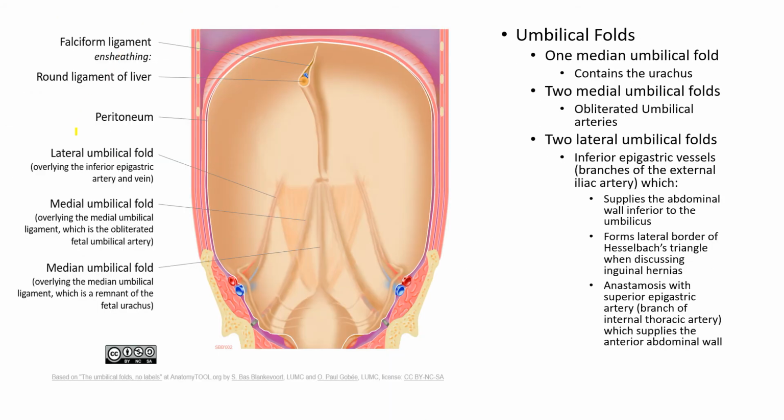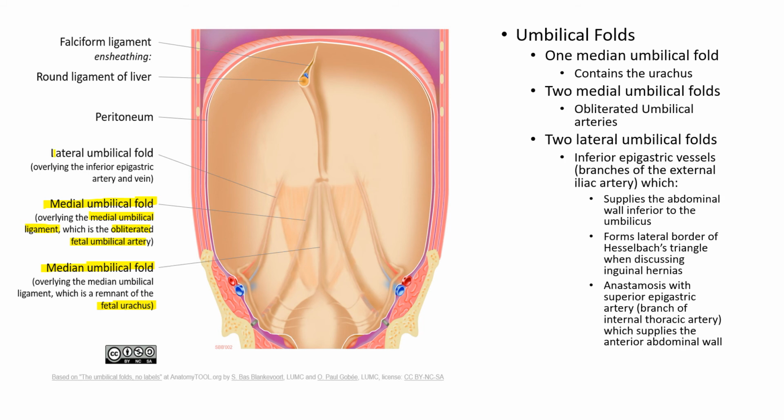So next, let's talk about umbilical folds. We have one median umbilical fold, and this is going to contain the remnants of the fetal urachus, and it's going to be overlying the median umbilical ligament. So the median umbilical fold overlies the median umbilical ligament, which is a remnant of the fetal urachus. There are going to be two medial umbilical folds that overlie the medial umbilical ligament that is the remnants of the obliterated fetal umbilical artery.